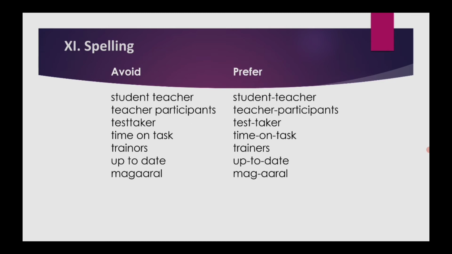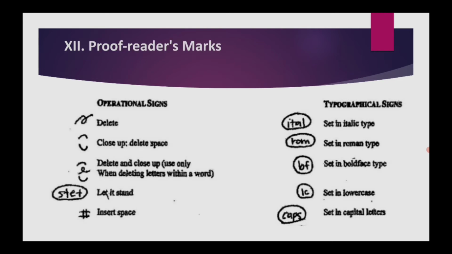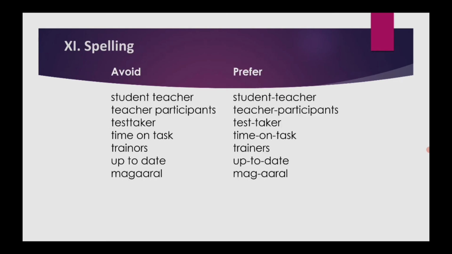Student-teacher, separated with a hyphen. Teacher-participants, separated with a hyphen. Test-taker, separated with a hyphen. Time-on-task, separated with hyphens. Trainers, separated. Up-to-date, separated with 2 hyphens. Mag-aaral, separated with a hyphen.